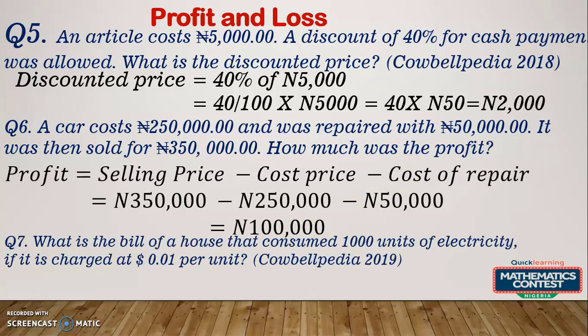Now the last question, or the number 7th question, is, what is the bill of a house that consumes 1,000 units of electricity if it is charged at $0.01 per unit? So if 1 unit costs $0.01, what will be the charge of 1,000 units? The charge of 1,000 units is 0.01 times 1,000, which is $10.